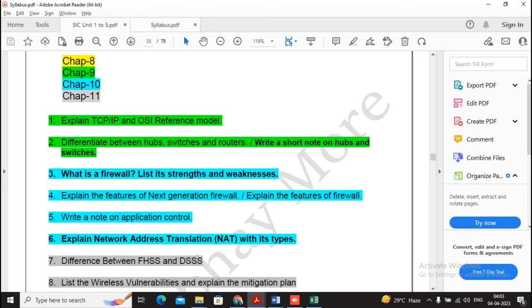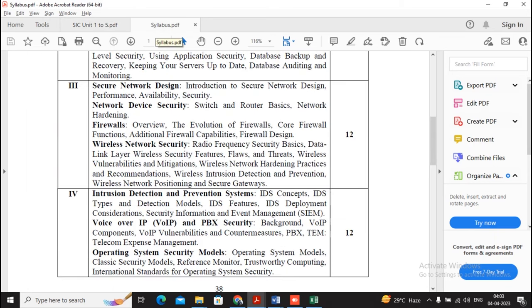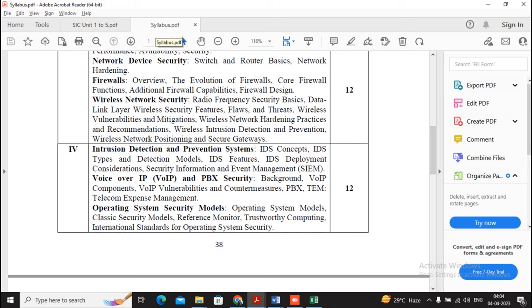Moving ahead, looking at Unit 4. Unit 4 consists of Intrusion Detection and Prevention System, VOIP, that is Voice Over Internet Protocol, and PBX Security, Operating System and Security Model. In this subject also, Unit 3 and Unit 4 are a little bit complicated. Units 1, 2 and 5 are a little bit easy. So prepare strongly for 1, 2 and 5.